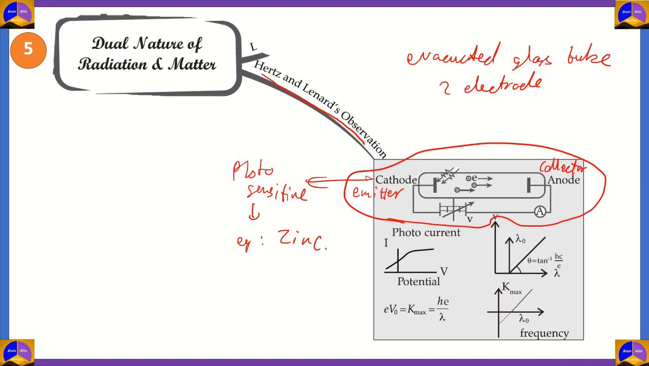In this case, we see that the cathode is the emitter and the anode is the collector. However, we can also change the polarity. We can make this the anode and this the cathode, and still it will be the emitter here and the collector there. So reverse polarity is also possible.